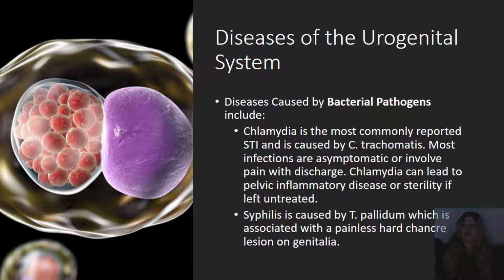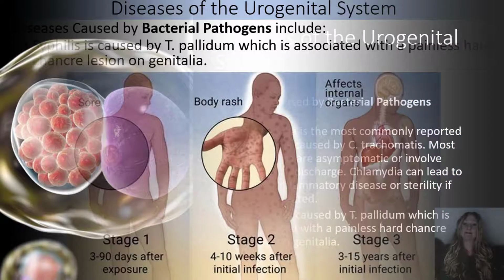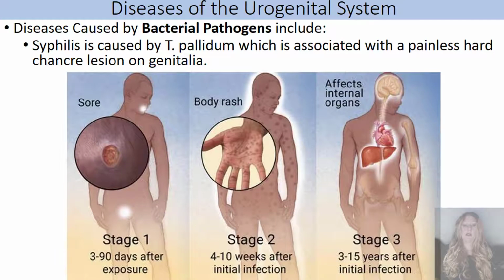Syphilis is caused by T. pallidum, which is associated with painless hard canker lesions on the genitalia. Here we can see the progression of the sore, which is stage 1. If left untreated, the sore can evolve into a body rash, and later, within 3 to 15 years after infection, can infect the internal organs as well.